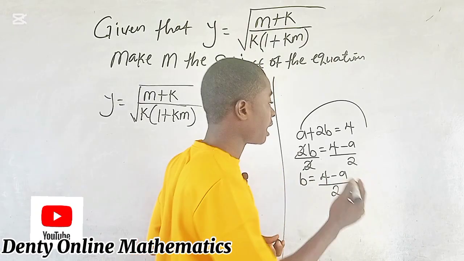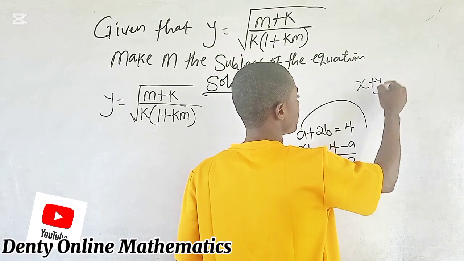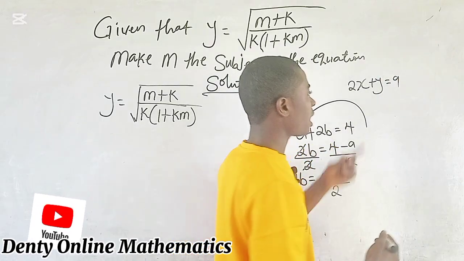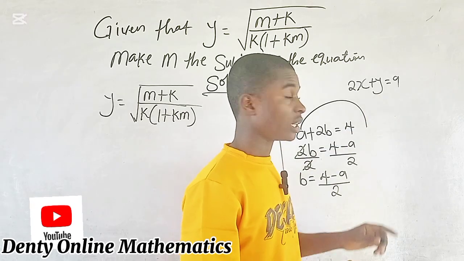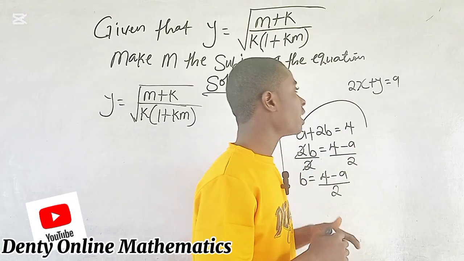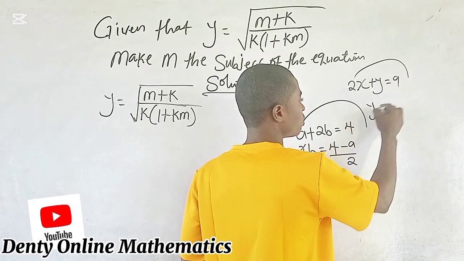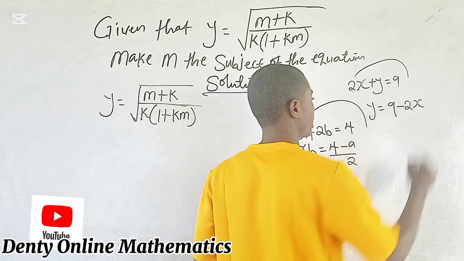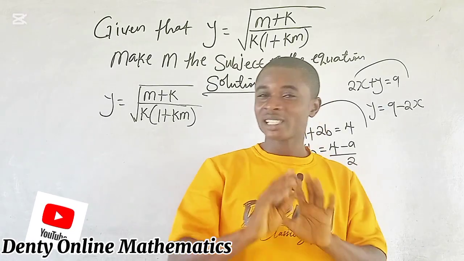In another case, if you're given something like 2x plus y equal to 9, and you're asked to make y the subject, y is not standing alone because 2x is attached to it on the left hand side. So how do you make y stand alone? This 2x will have to cross over, so that y will be equal to 9. Positive 2x crosses over to give us a negative 2x. At this point, y is standing alone, nothing is attached to it. You get? That's how simple it is.